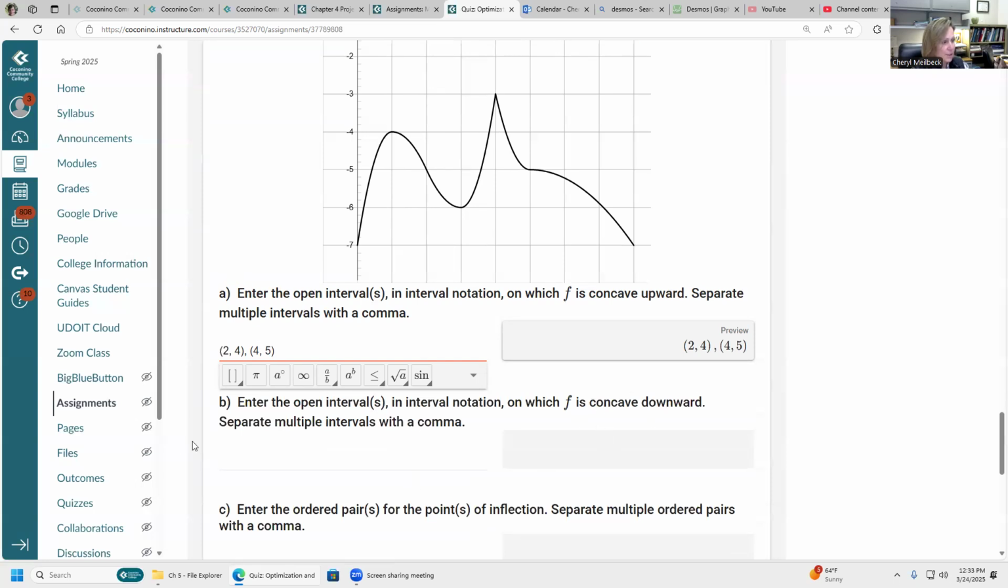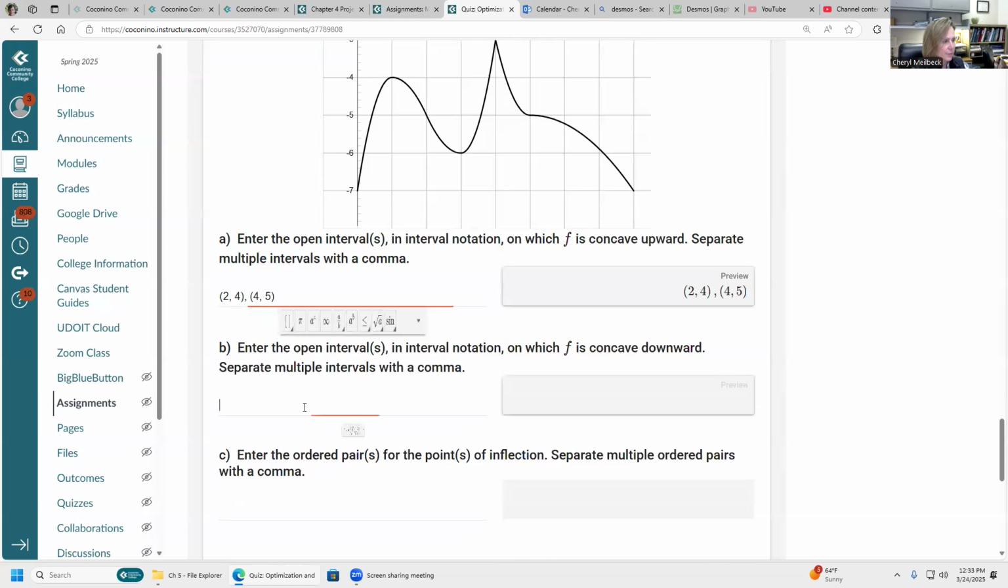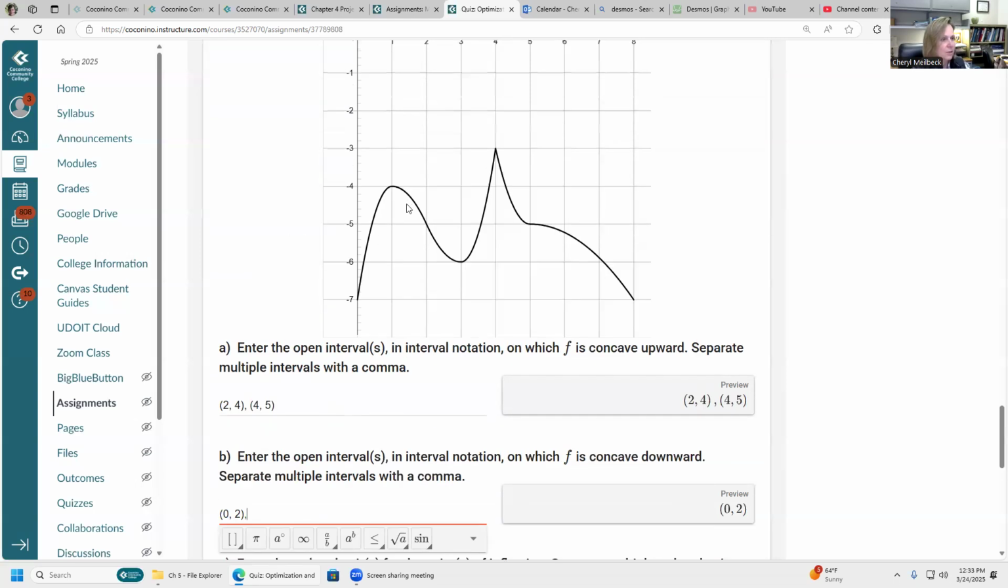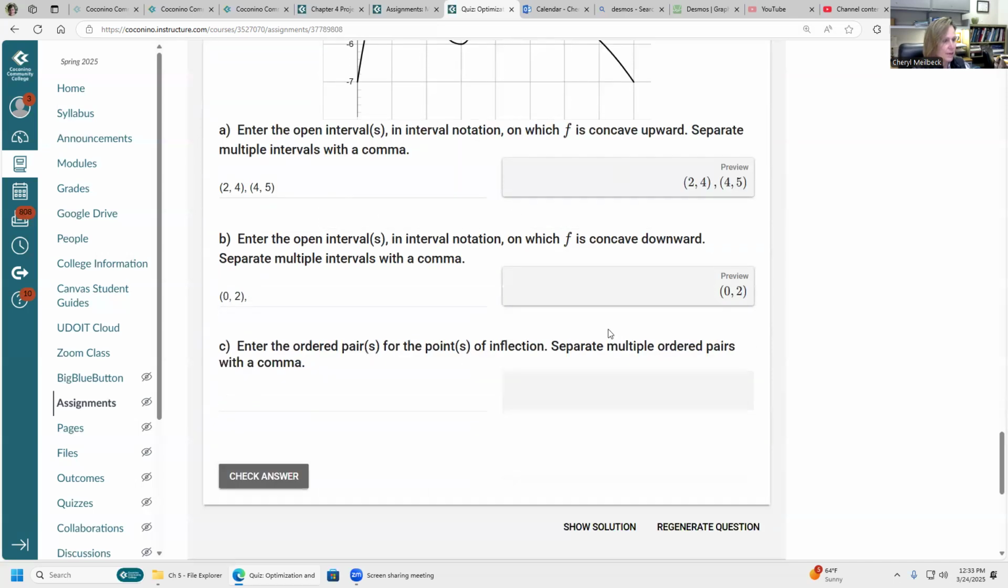And we want to do the same thing on part B for where it's concave down. Looking at this, starting from 0 and going to 2, we're concave down. Then it also looks concave down here, starting at this point right here and going onward to 8. This has an x coordinate of 5. So from where x is 5 to where x is 8, we have a concave down shape.